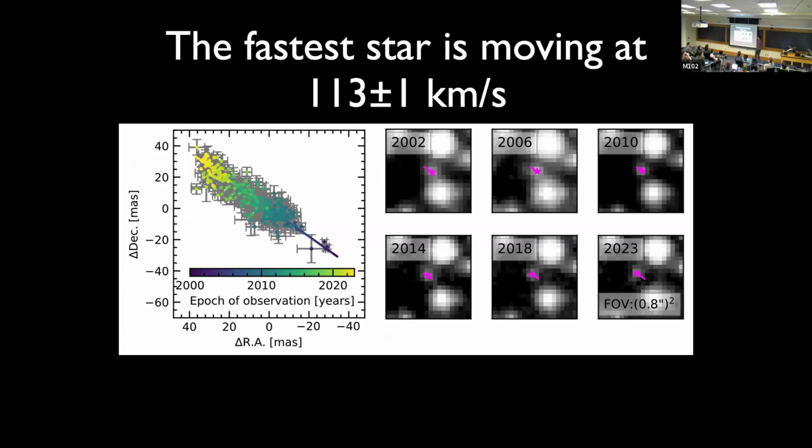And this is what it looks like on the detector. This pink line is the same in each figure. The star is the centroided location of the star, and it moves about 2 pixels over those 20 years. 2 pixels over 20 years gives us 113 kilometers per second.